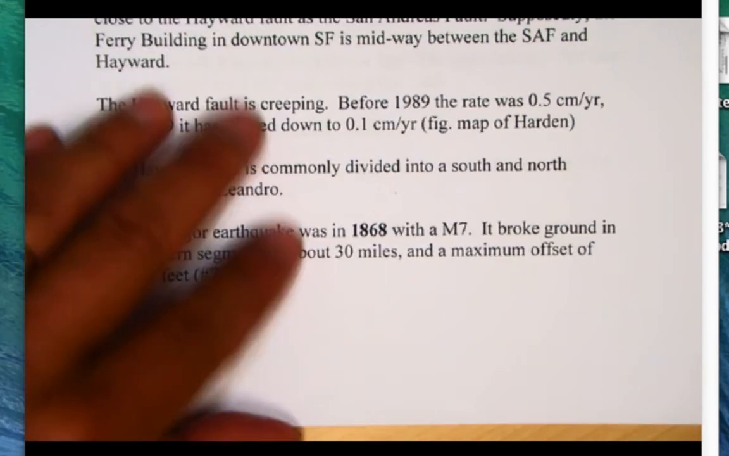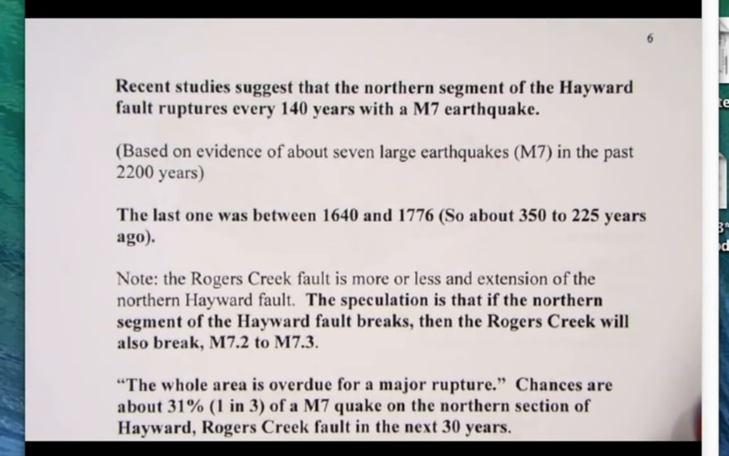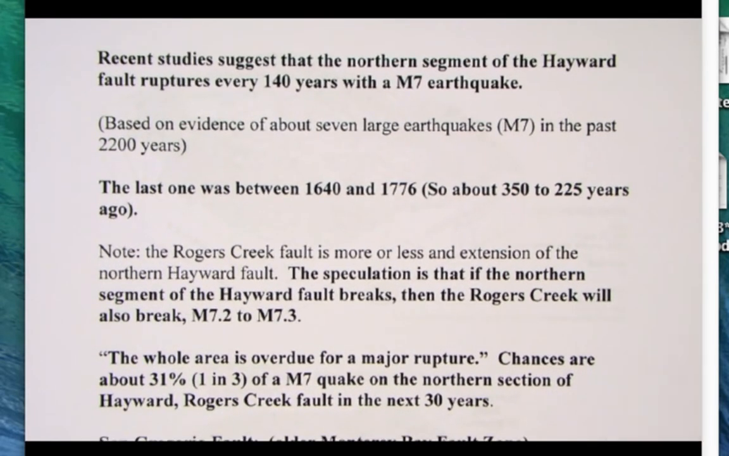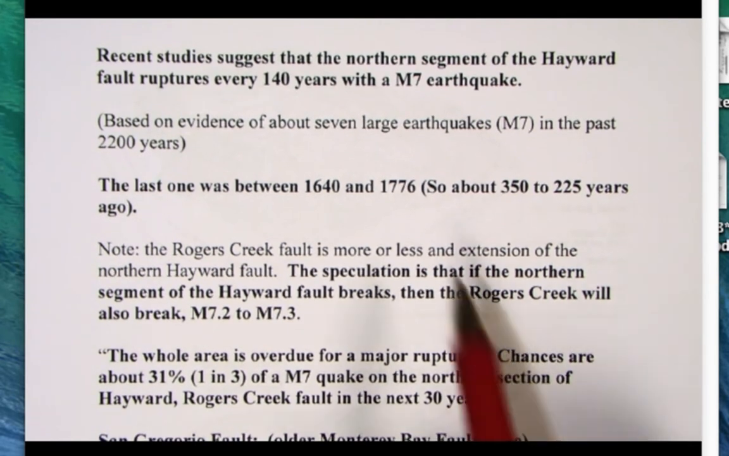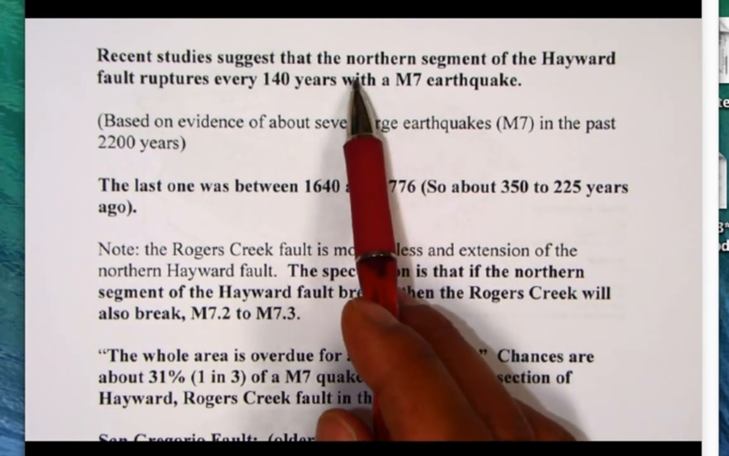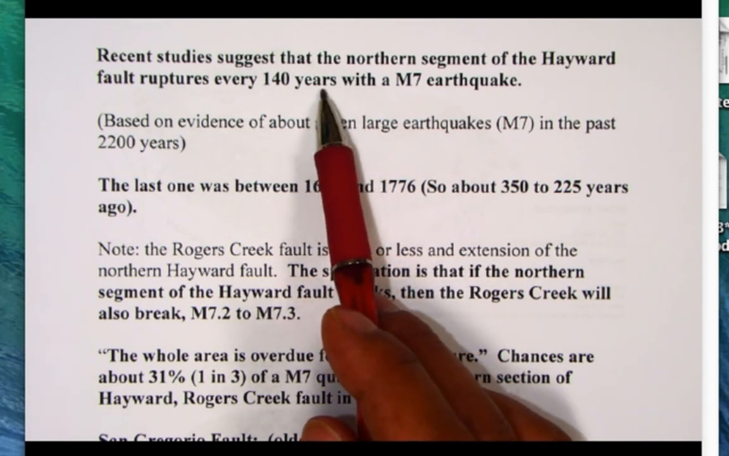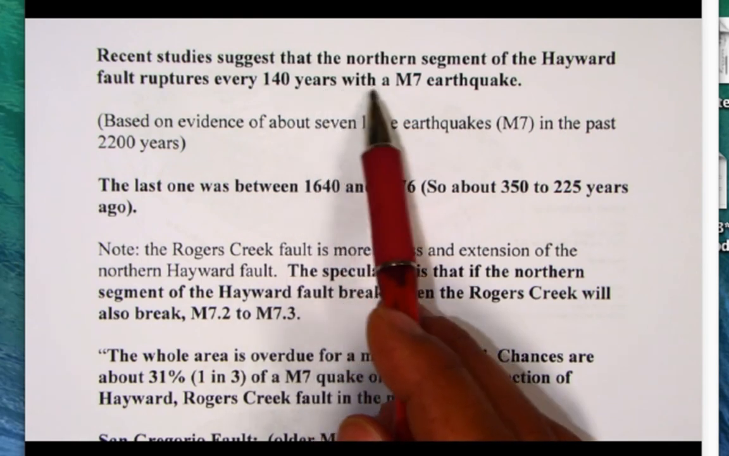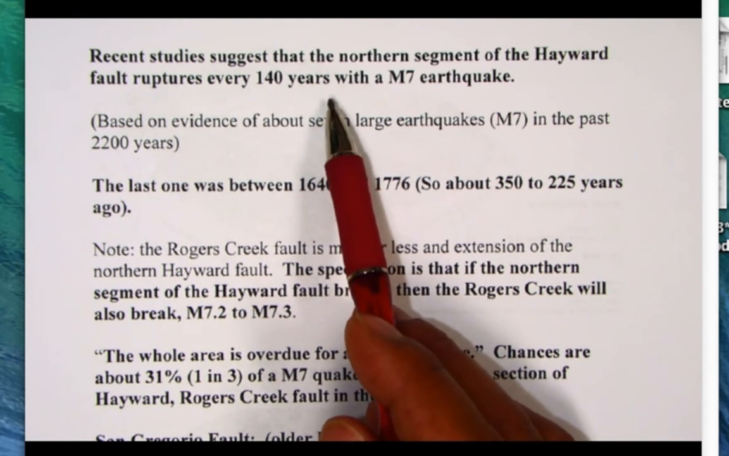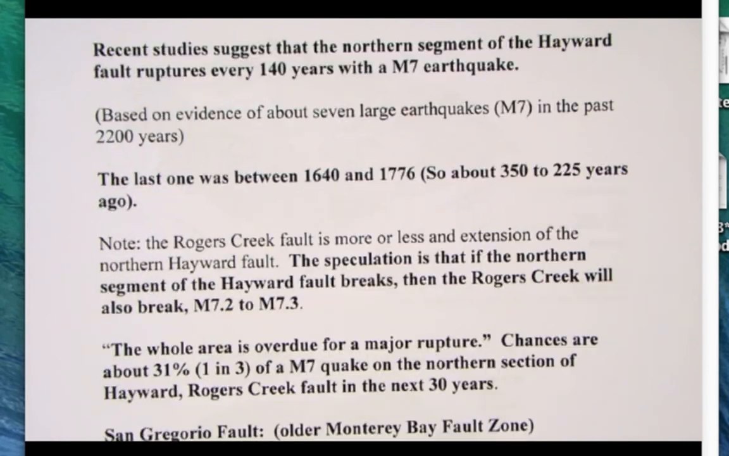And recent studies looking at recurrence intervals on the Hayward Fault, because it is a very dangerous fault, find that the northern segment of the Hayward Fault ruptures about every 140 years, with a magnitude 7 earthquake. And it's been, well, I guess 2008 was 140 years. So it's been over 140 years since it's ruptured. So we're overdue for a large magnitude earthquake on that Hayward Fault.